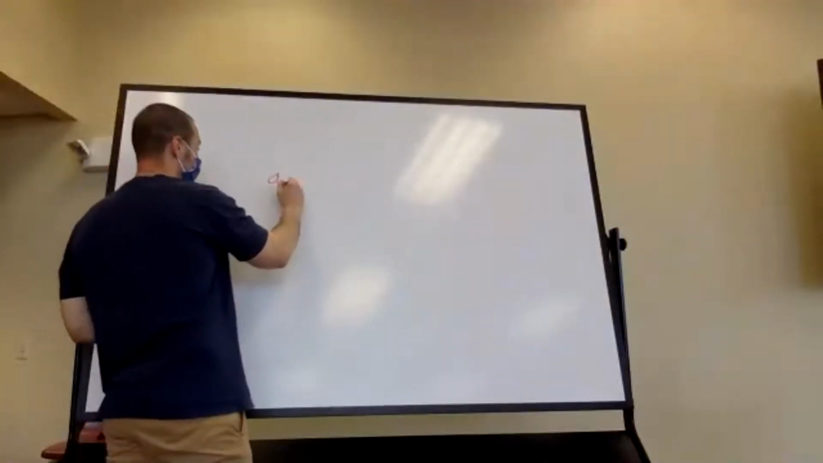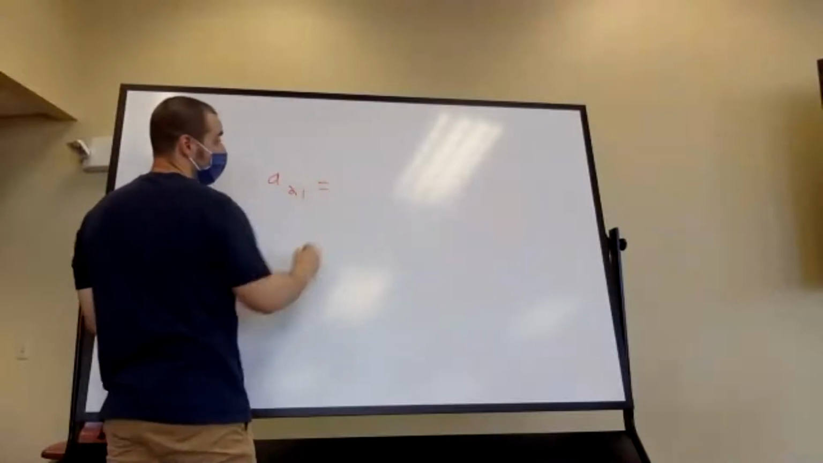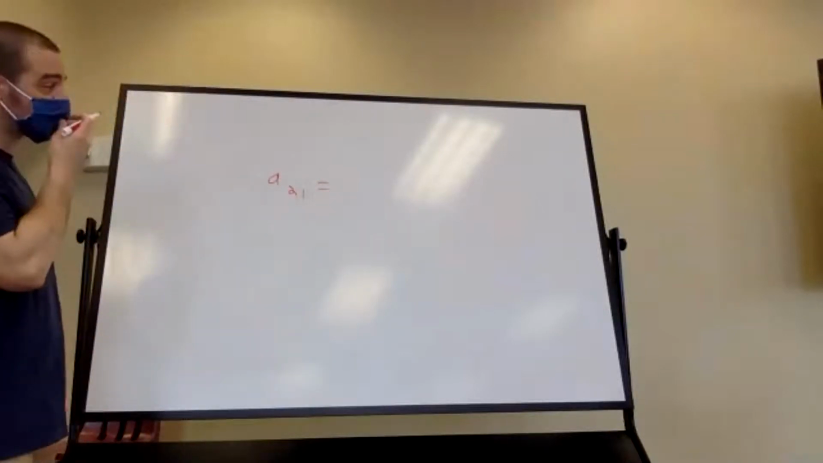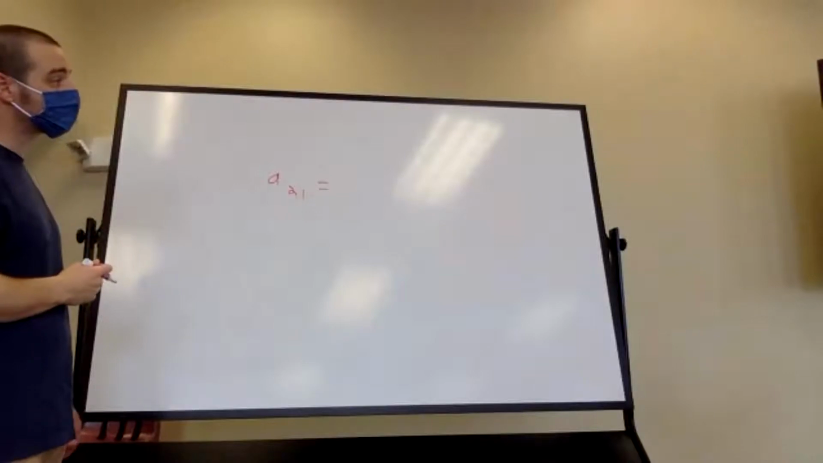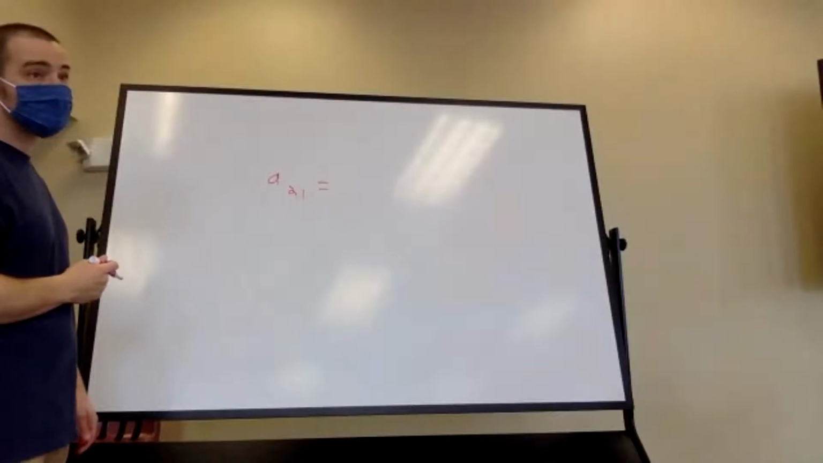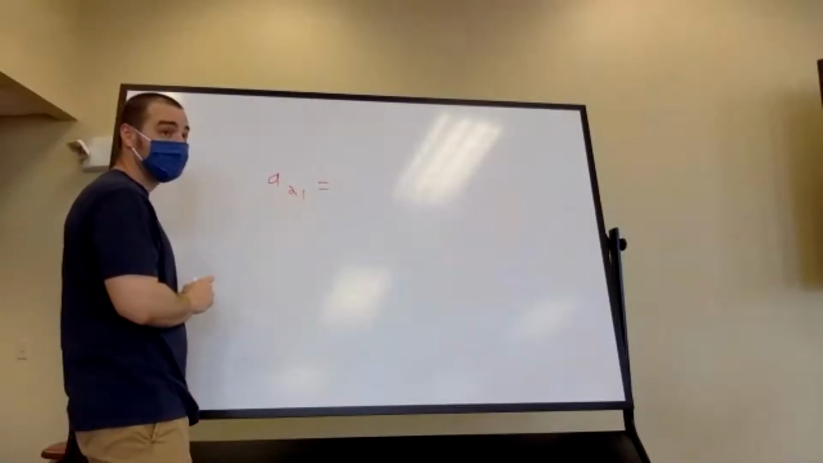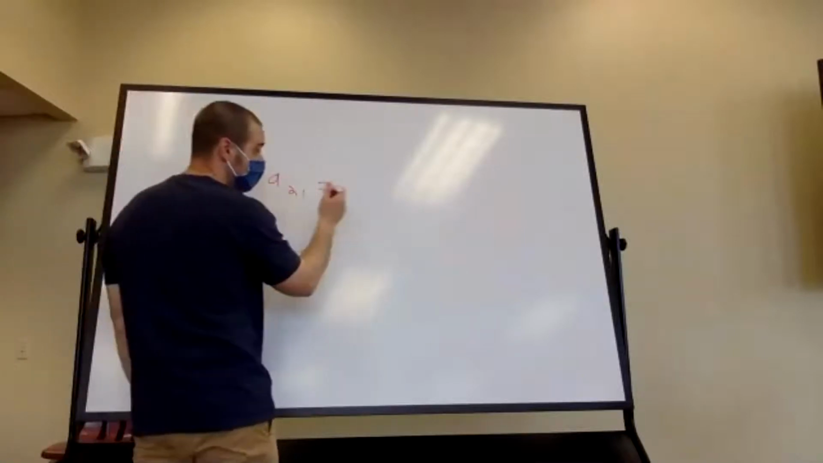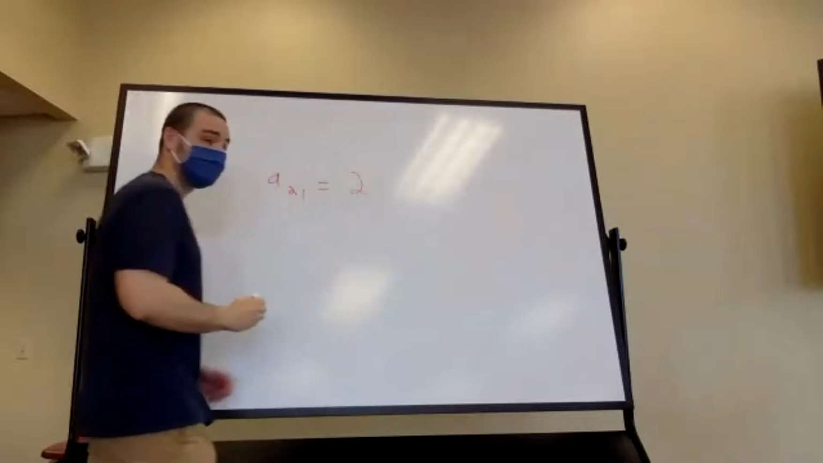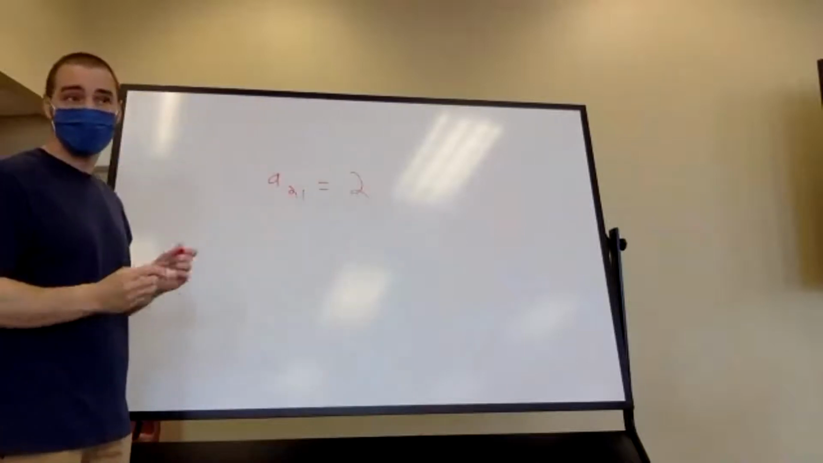Okay, so for that same matrix, what is, like, I don't know, A2,1? Row and column. Yeah. So what is it, sorry? 2, yeah. Row 2, column 1. Okay. So anyway, that's just a little shorthand for talking about entries of a matrix.